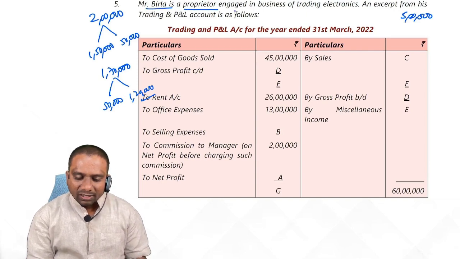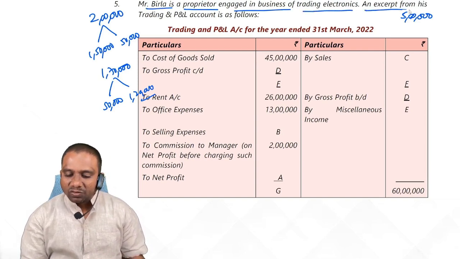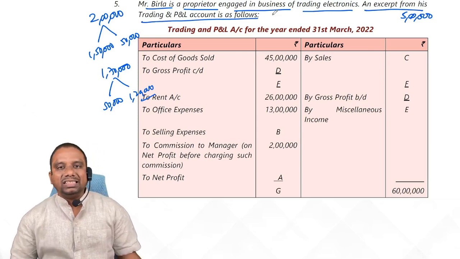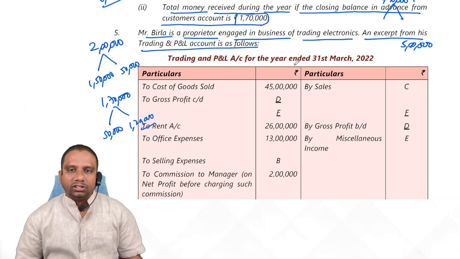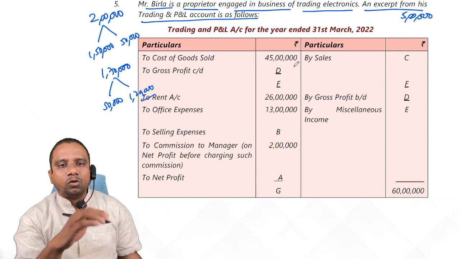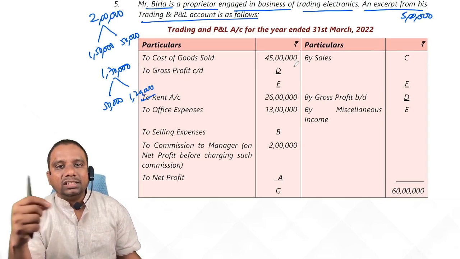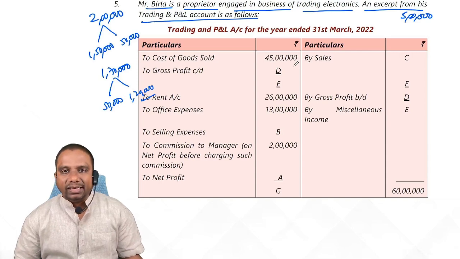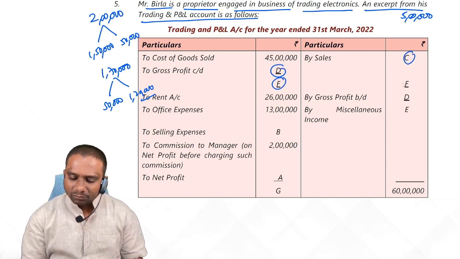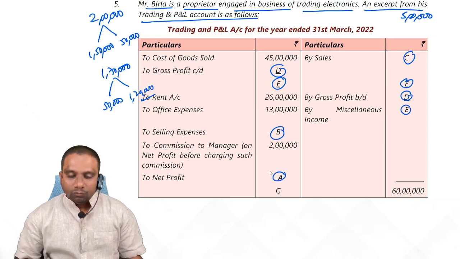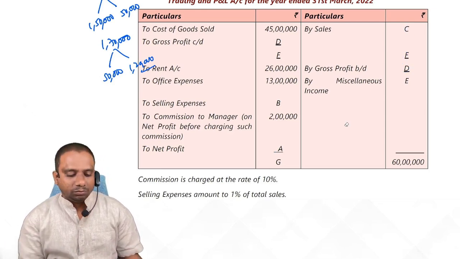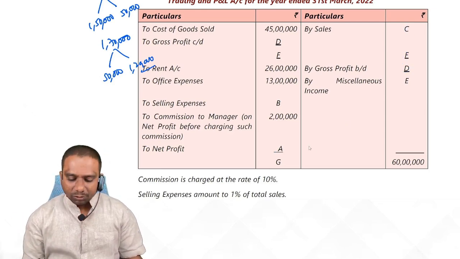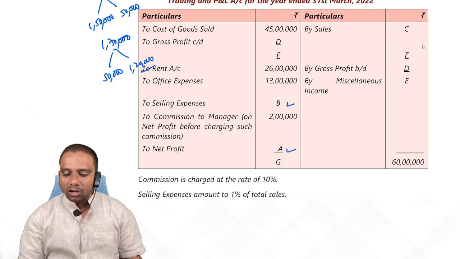Mr. Birla is a proprietor engaged in the business of trading electronics, and excerpts from his trading and profit and loss account are given. This problem is very logical, students. Observe. Here they have already prepared the trading and profit and loss account. They are giving some missing amounts, and you have to identify those missing amounts. Here you find some alphabets. It is a hint in the problem. That means first you calculate A, then you get B, after that you get C, after that you get D.